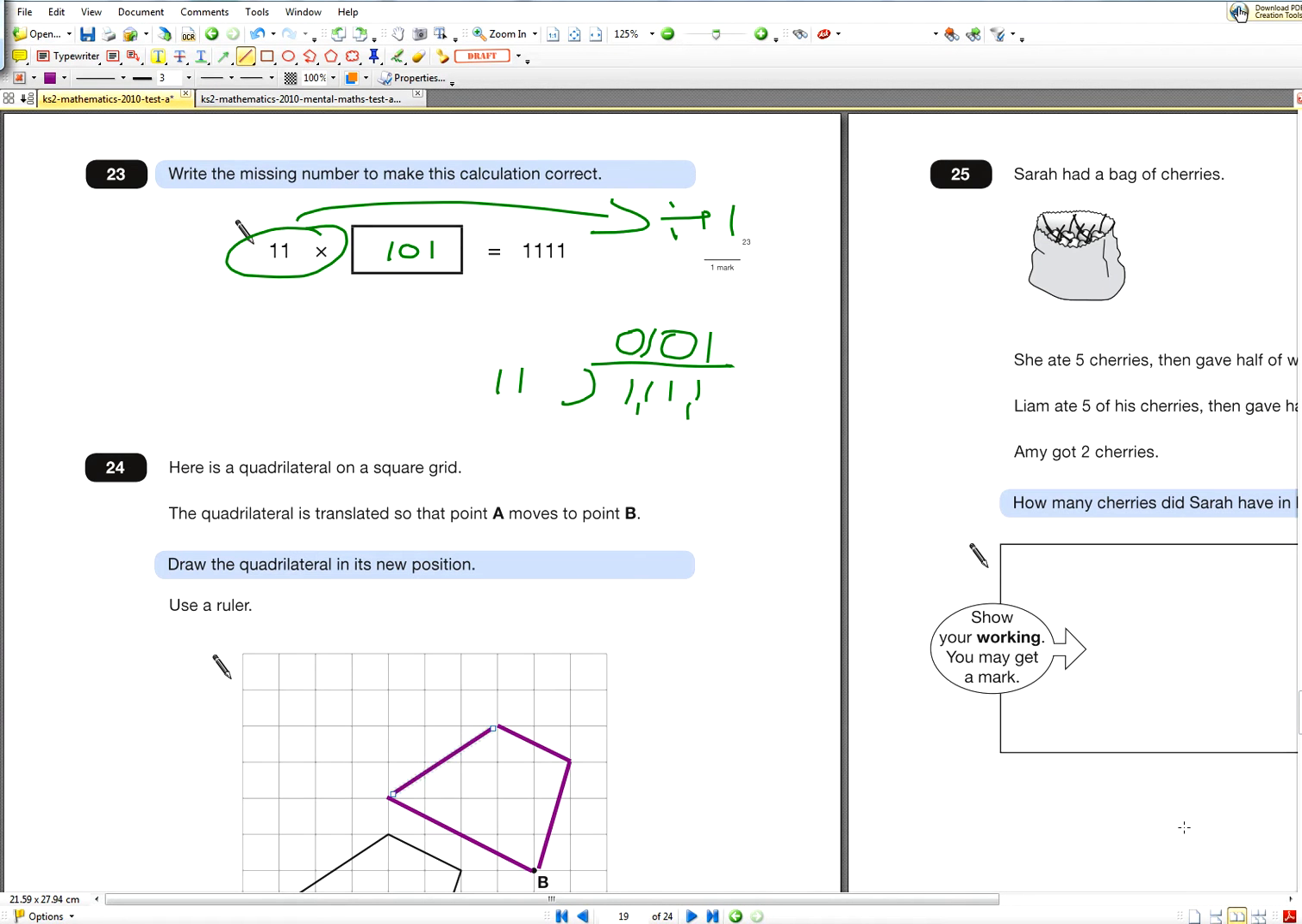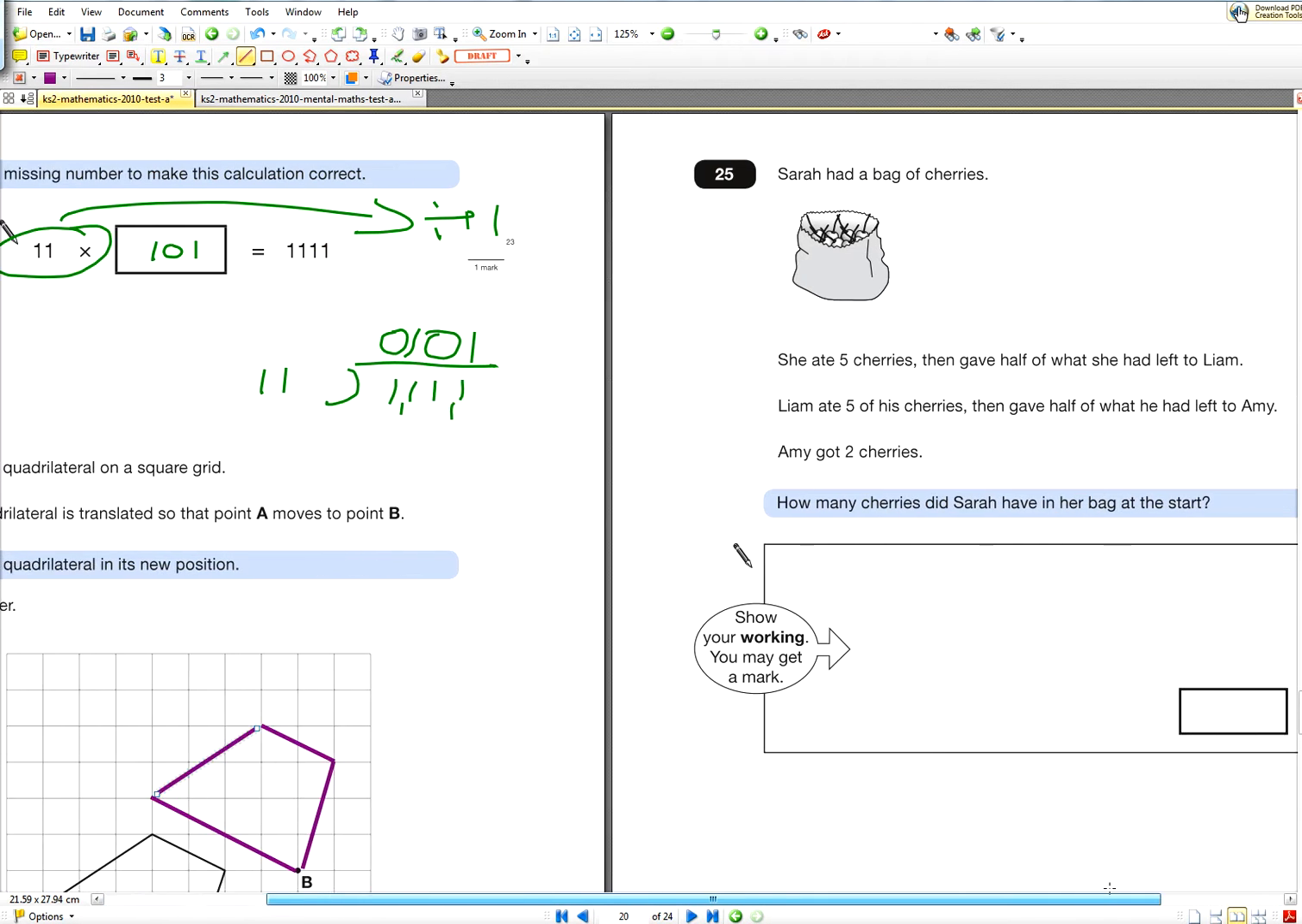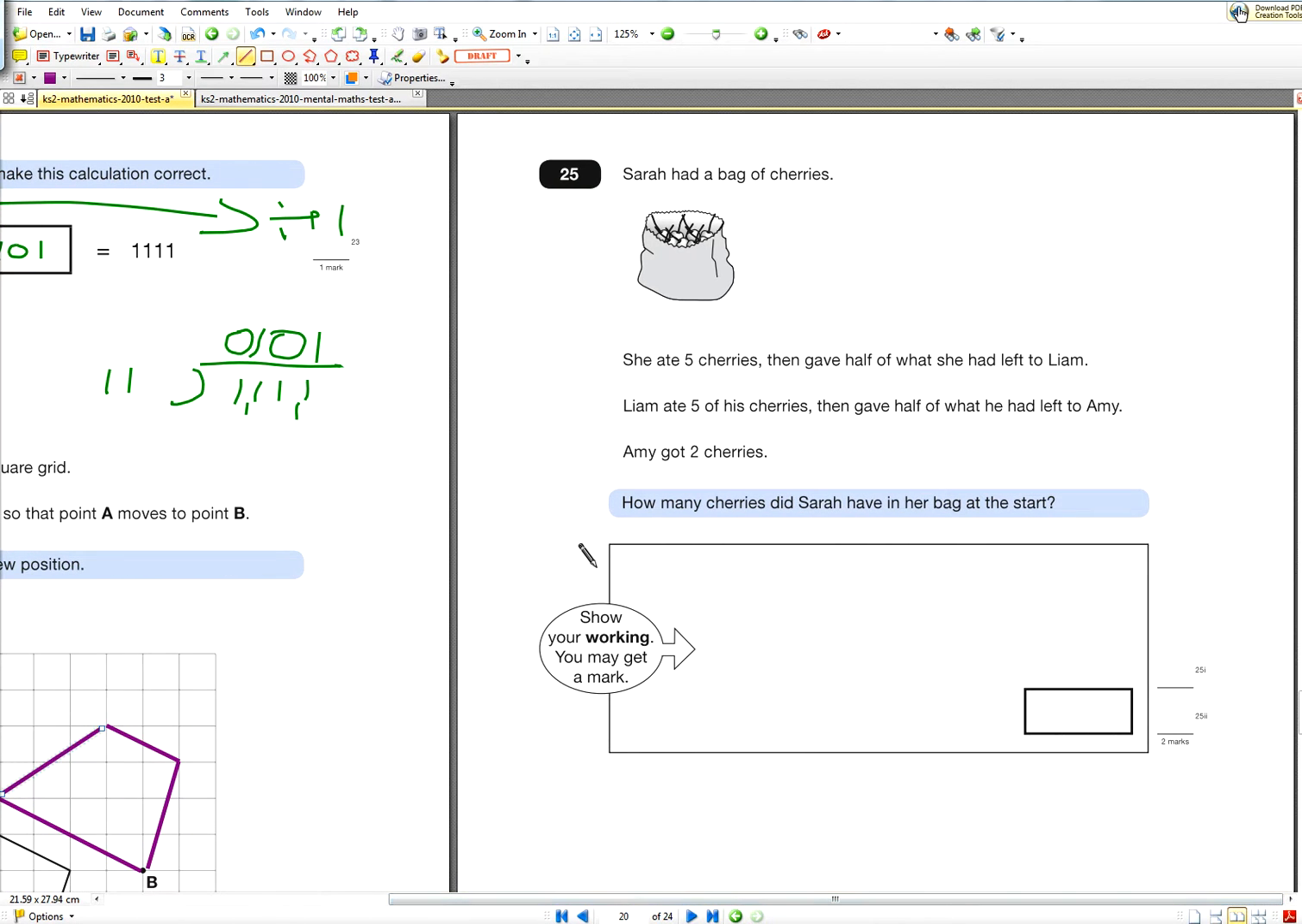Two questions left. Okay, here we go. Sarah had a bag of cherries. Look how lucky Sarah is. Lucky girl. She ate 5 of them and then gave half of what she had left to Liam. Liam ate 5 of his cherries, then gave half of what he had left to Amy. Amy got 2 cherries. How many cherries did Sarah have in her bag at the start?